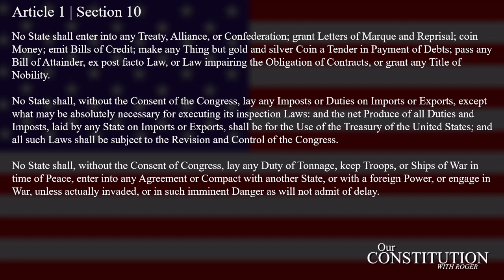No state shall, without the consent of Congress, lay any duty of tonnage, keep troops or ships of war in time of peace, enter into any agreement or compact with another state, or with a foreign power, or engage in war unless actually invaded, or in such imminent danger as will not admit of delay."